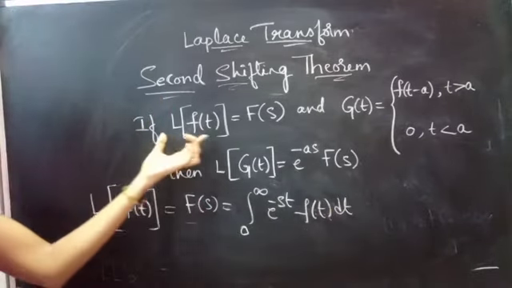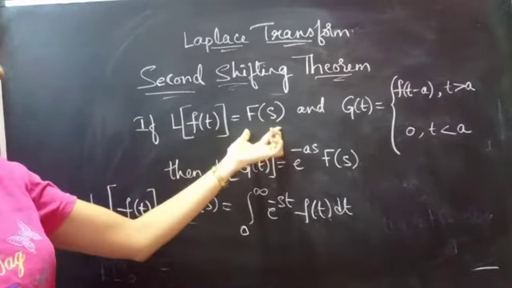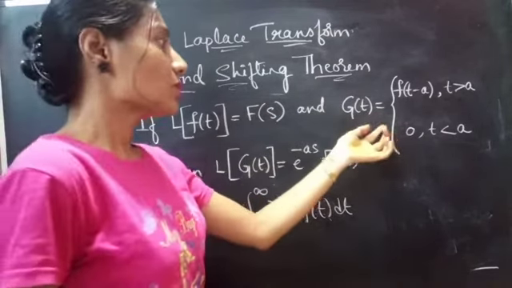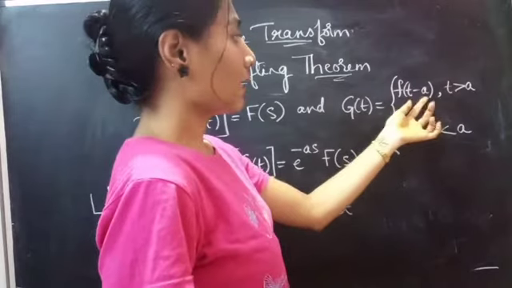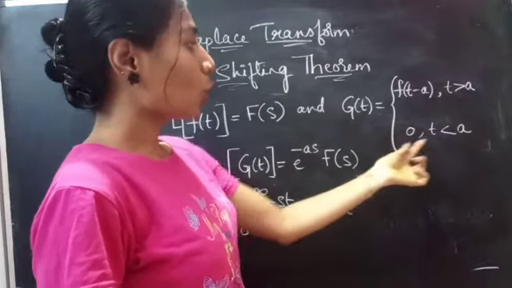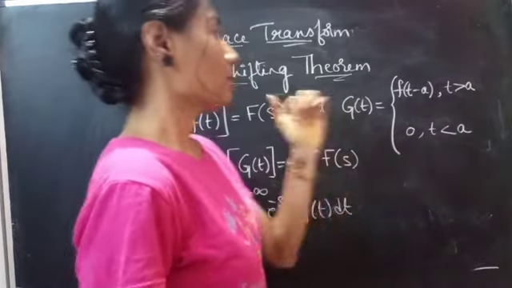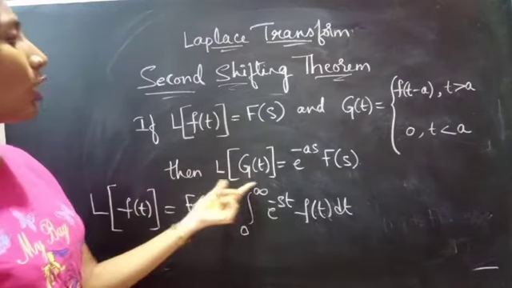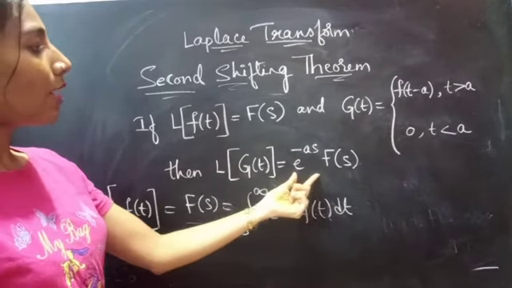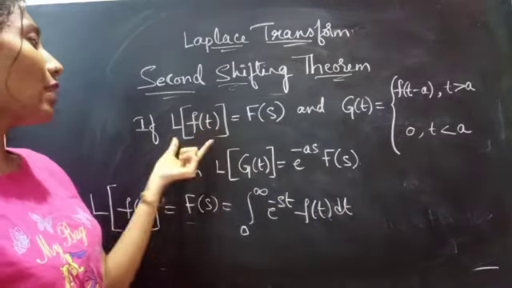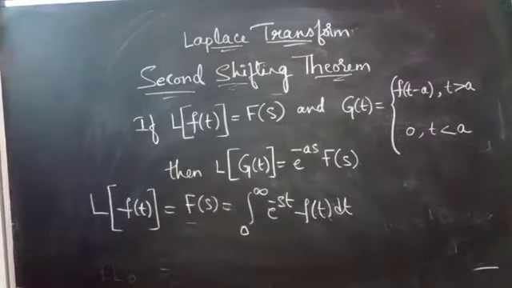So if L of f of t equals F of s, and they have given a function g of t which is equal to f of t minus a when t is greater than a, and g of t equals 0 when t is less than a, then we have to prove that L of g of t is equal to e power minus as into capital F of s. Capital F of s in the sense L of f of t. So let's start.